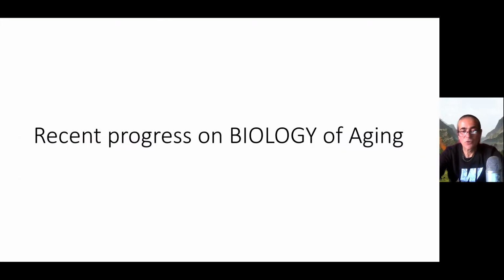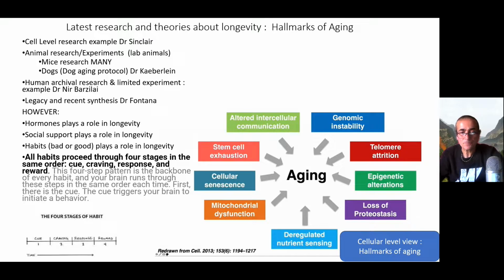So what is recent progress on the biology of aging? In the last 10, 20 years, more and more energy and money is being spent on cell level research. For example, Dr. Sinclair has worked on yeast, and he was able to prove certain supplements or certain chemicals or drugs were able to extend the lifespan of these animals.